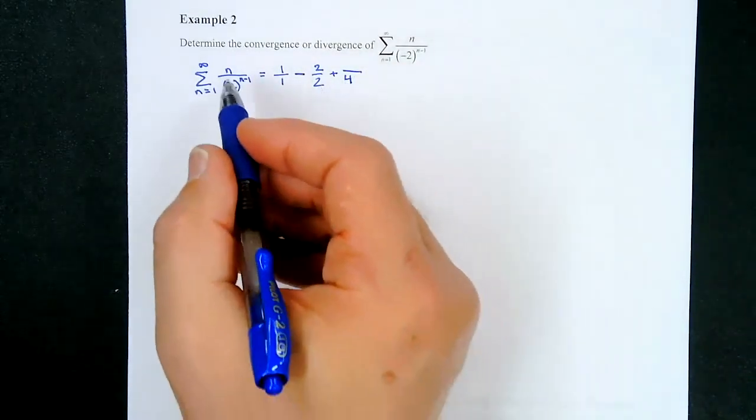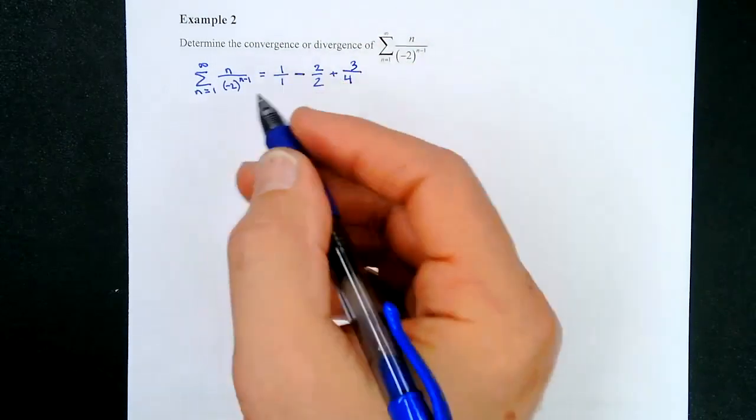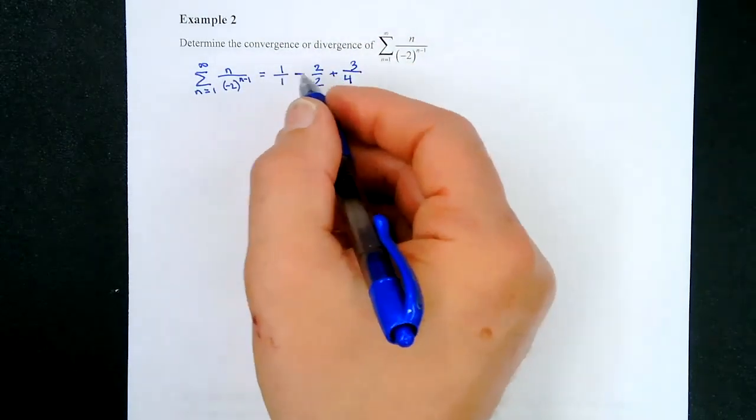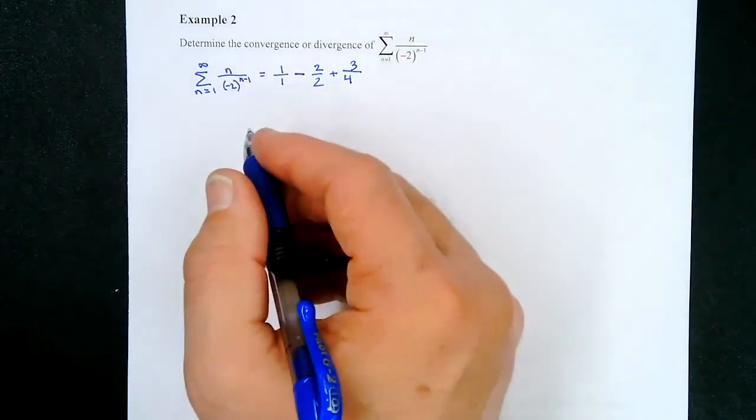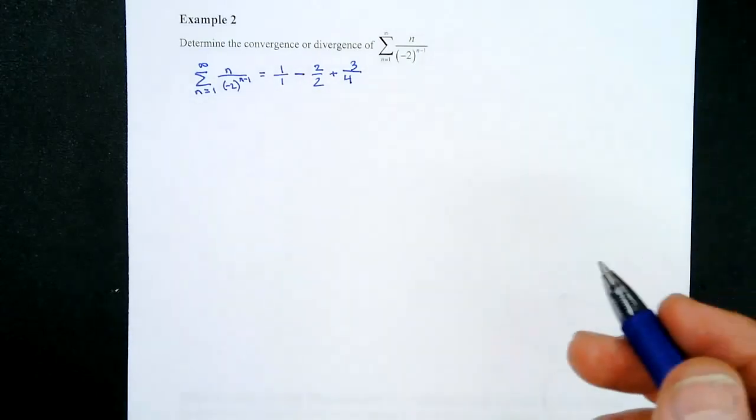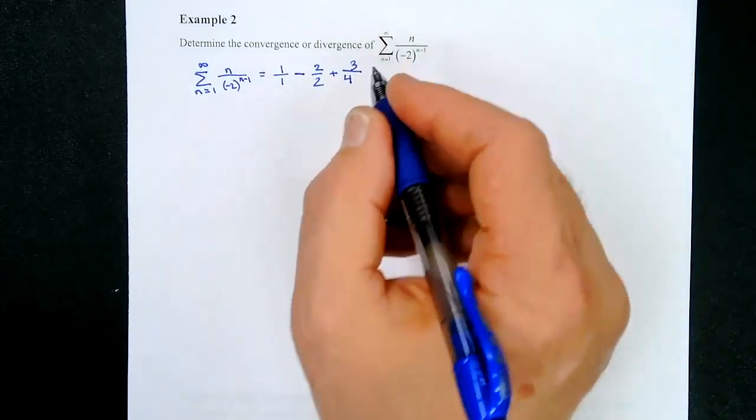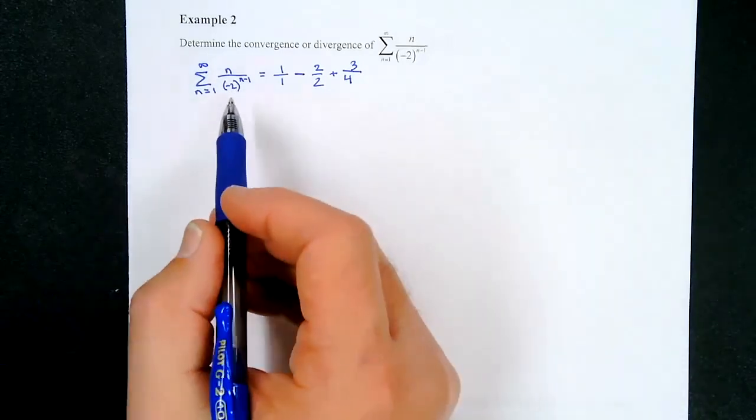And what's it going to be on top? It's going to be a 3. So the numerators are always going to be the term number. So 1, 2, 3. The next one's going to be 4. Okay. And next after that's going to be 5 and 6 and so on. Okay. So that's a little bit easier, if we realize that's happening.